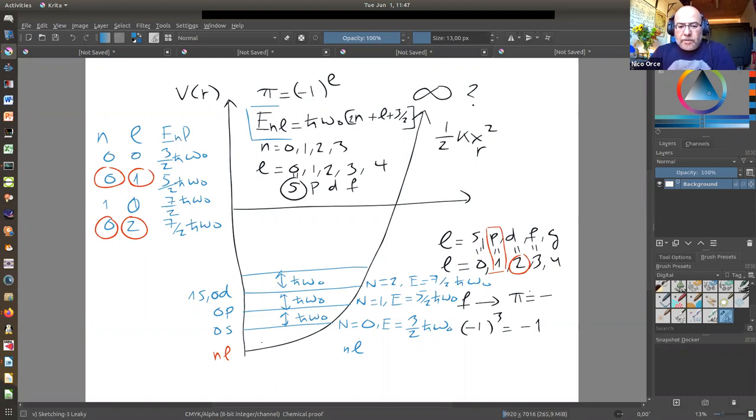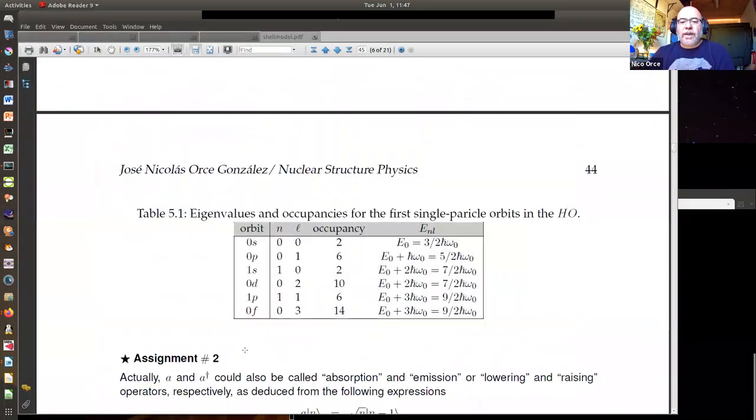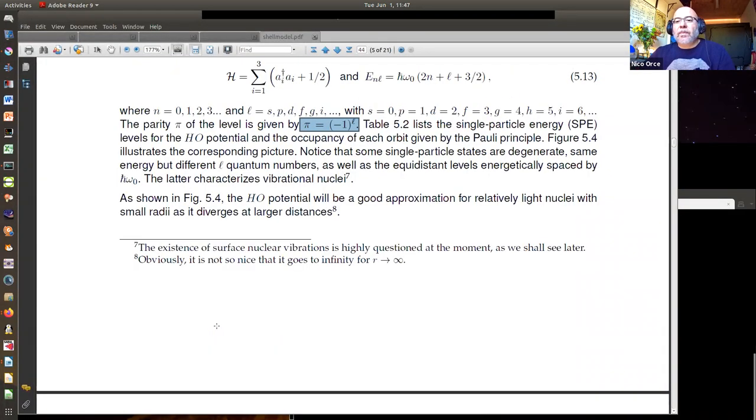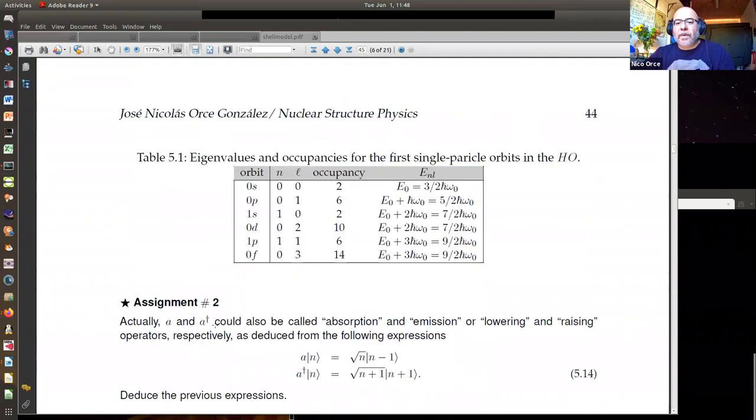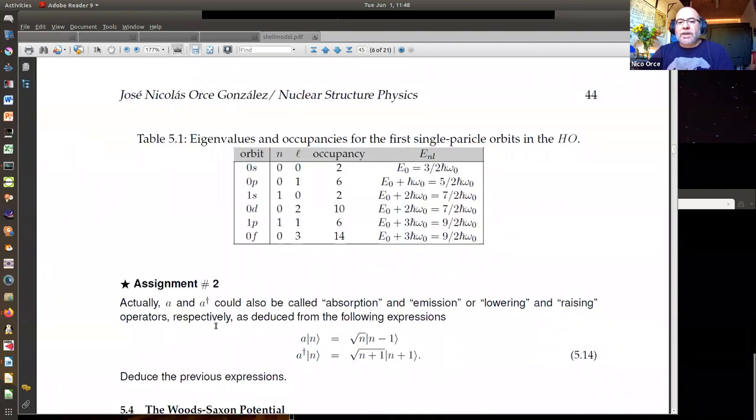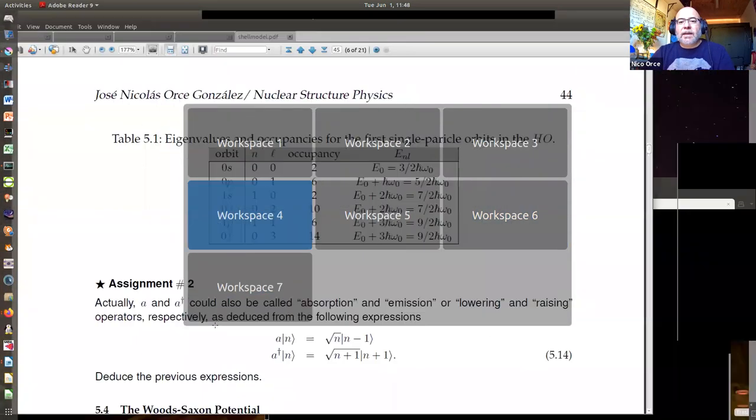We are going to have one for protons and one for neutrons. Basically, two buildings where we're going to allocate the different protons and neutrons living on these floors, right? So what is the next condition? The next condition, as we mentioned before, is Pauli's exclusion principle, right?